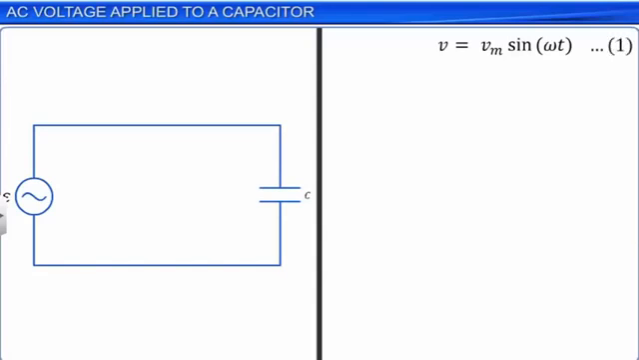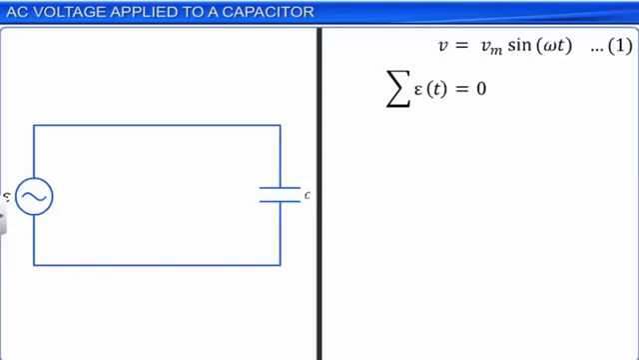Now assuming the circuit to be purely capacitive, which means it has only a capacitor in the circuit, the instantaneous voltage across the capacitor is equal to the voltage supplied by the AC source. We shall make use of Kirchhoff's loop rule. According to this rule, the sum of potential differences across various components in the circuit is 0. Thus, we have V minus Vm sin omega t is equal to 0, which again leads to equation 1.